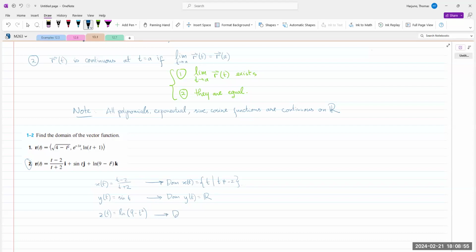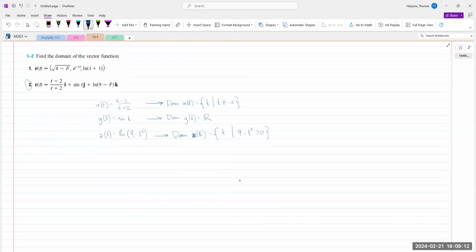The domain is all the t where 9 minus t squared has to be strictly positive. That's the domain for logarithm, right? Okay, so we need to solve this inequality. The first step to solve a polynomial inequality, we get the critical numbers. We basically set it equal to 0 first. So we get t equals plus minus 3.